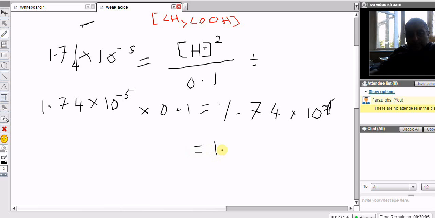This isn't our pH though. This is the concentration of our hydrogen ions. Now a lot of students just stop. Minus 3 here. There we go. This is a hydrogen ion concentration, so pH is minus log to the base 10.